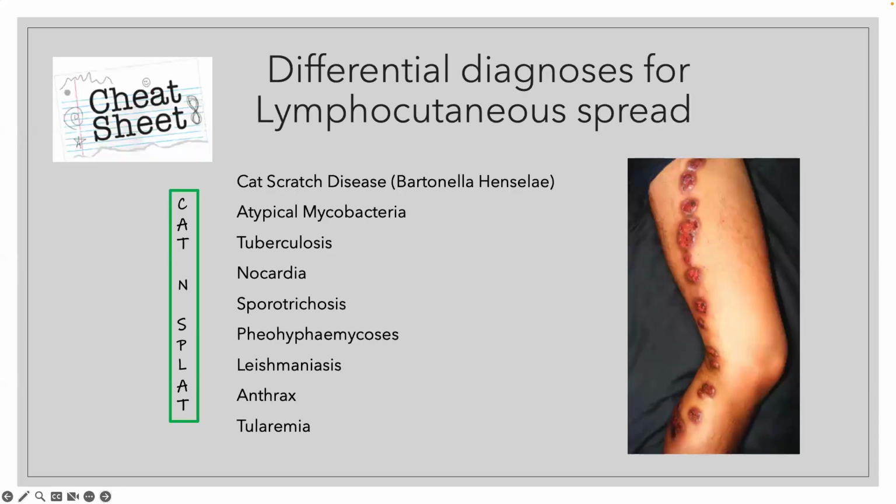I've included this slide mostly for the med registrars. Many conditions can follow a sporotrichoid or lymphocutaneous pattern of spread. And on the slide, I've included the list to take into account when you see a patient with a sporotrichoid spread. The mnemonic of CAT and SPLAT alludes to the following conditions: cat scratch disease caused by Bartonella henselae, atypical mycobacteria, tuberculosis, Nocardia, sporotrichosis, fusariosis, leishmaniasis, anthrax, and tularemia.